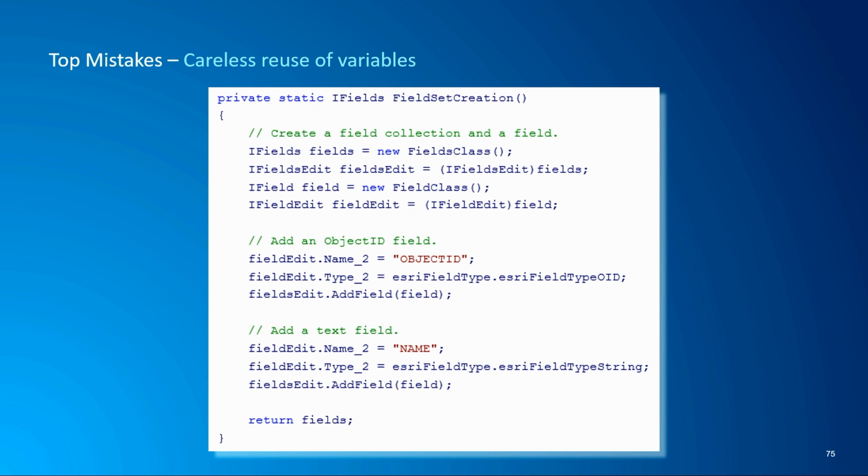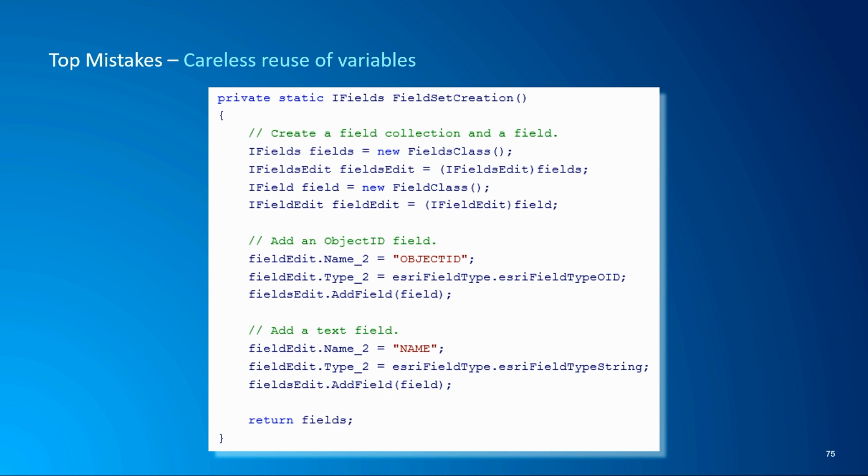And they send us a piece of code that looks something like this, where while they're creating a field set, they don't correctly reinstantiate the field edit. So each time in between creating a field, here we're creating an object ID and giving it some properties, and then we add the field to a collection in memory, and then we create a name field and we change its type to string and we add that to memory.